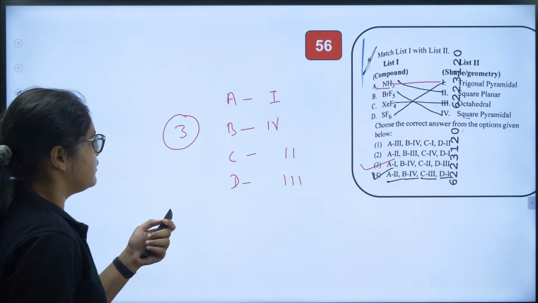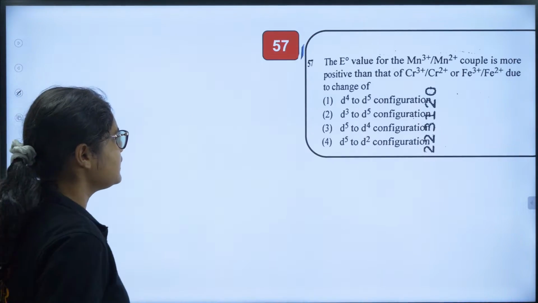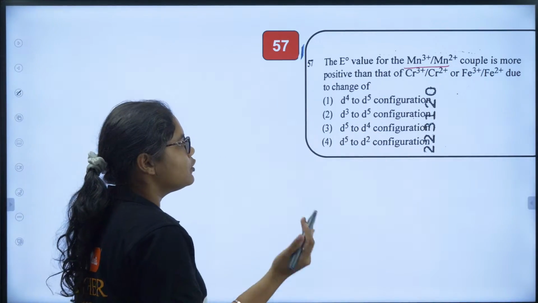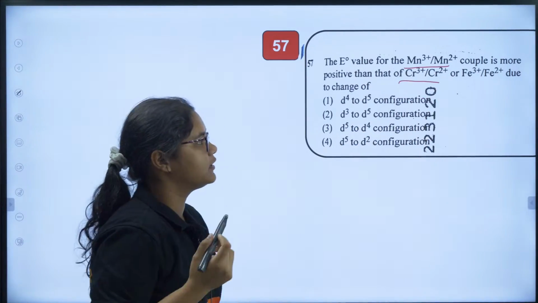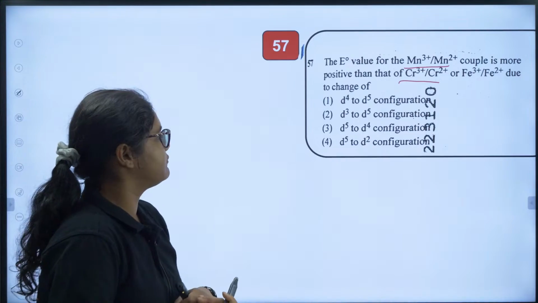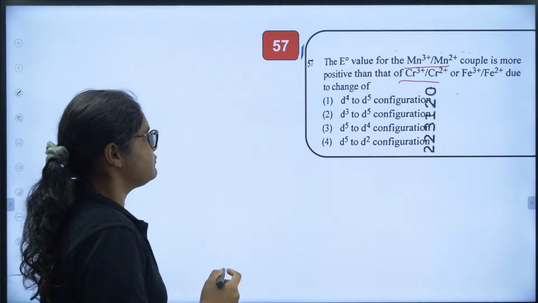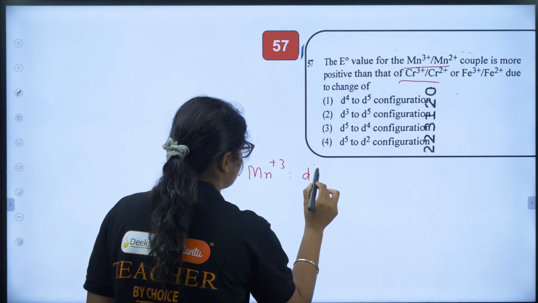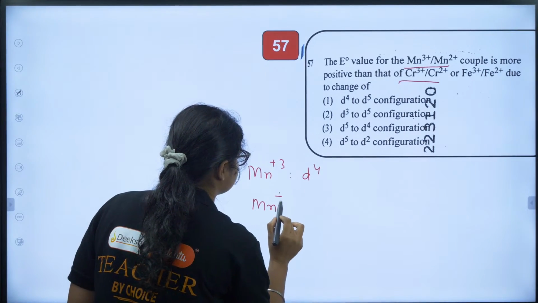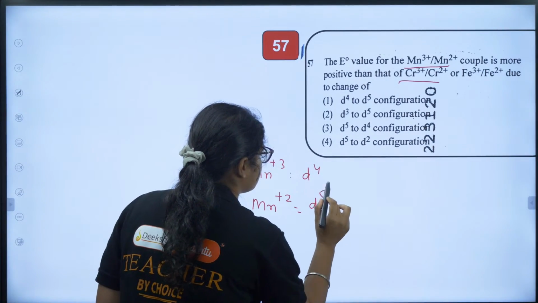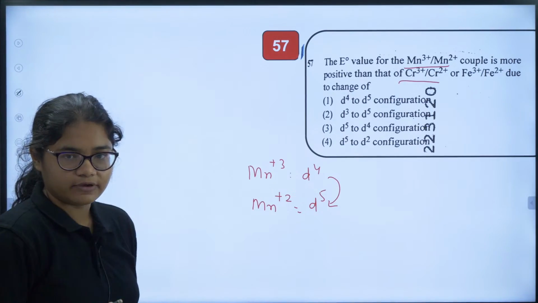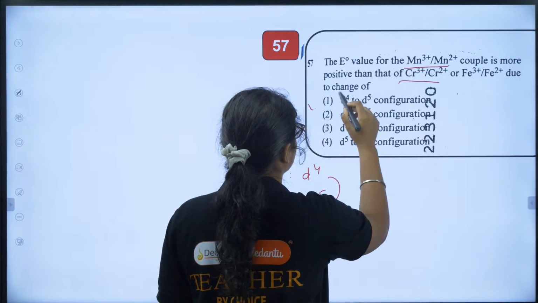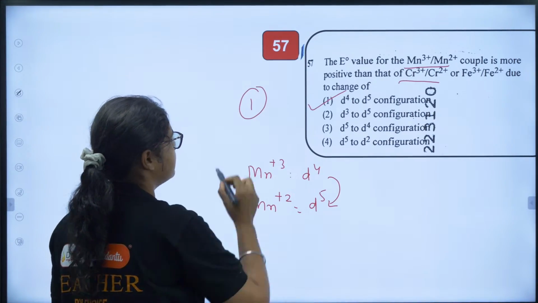Okay. Now let us see the next question. E0 value for Mn3+ to Mn2+ couple is more positive than Cr3+ to Cr2+ or Fe3+ to Fe2+ due to the change in... So if you see the manganese oxidation electronic configuration, it is d4, and when we go to Mn2+ it becomes d5, right? So because of the half-filled electronic configuration, the stability increases, so that is why the reduction value is more. So the correct answer for this question is option number 1.